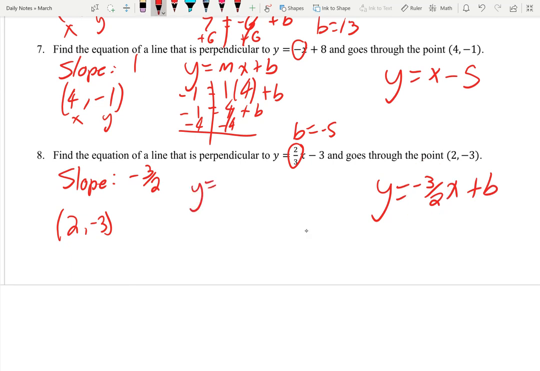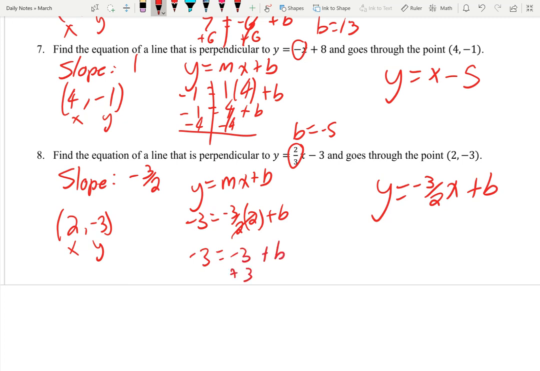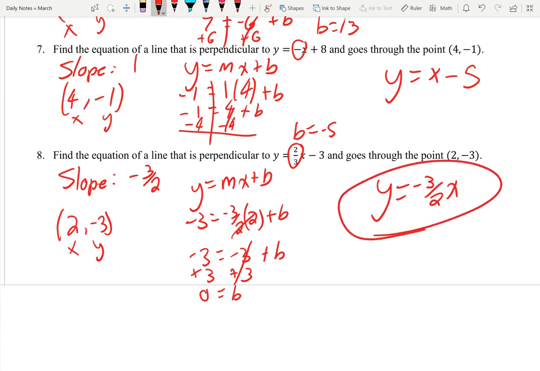So let's plug everything in. For the y, I'll plug in negative 3. For the m, I'll plug in negative 3/2, which is my slope, and then x, which is 2, plus b. What we end up with is negative 3 equal to negative 3 plus b. When you add the 3 to both sides, you end up with 0 equal to b. So b is 0, so you can either write plus 0, or just leave it off and have y equals negative 3/2 x as your answer.